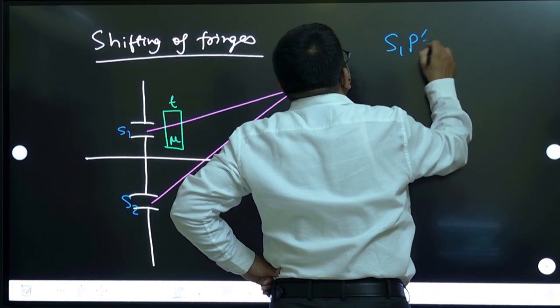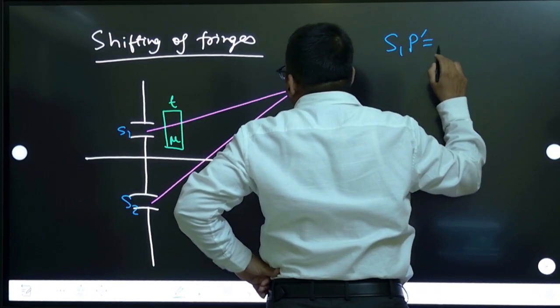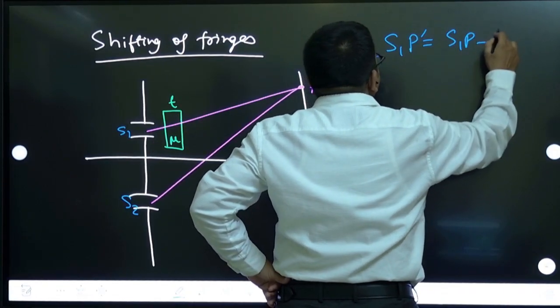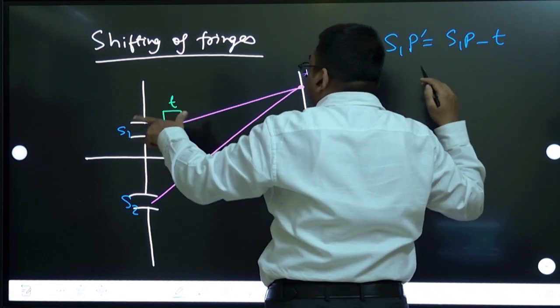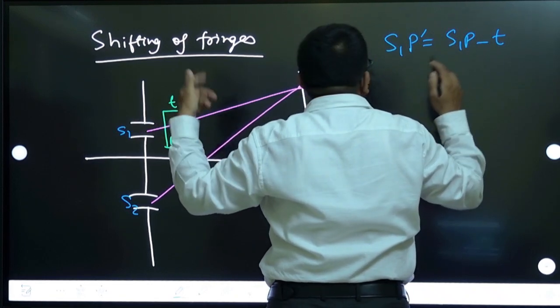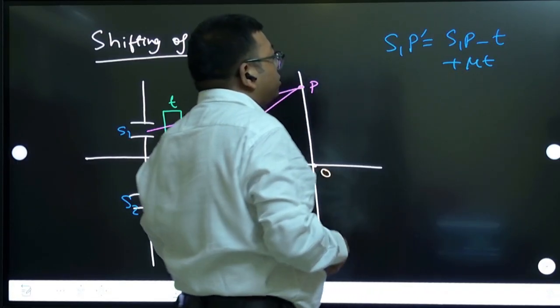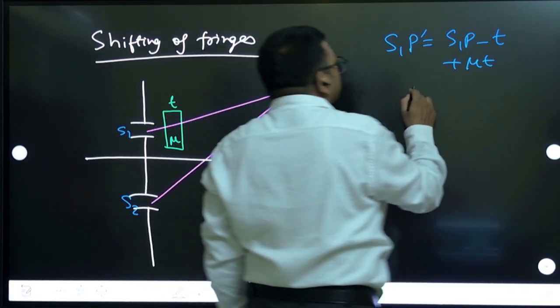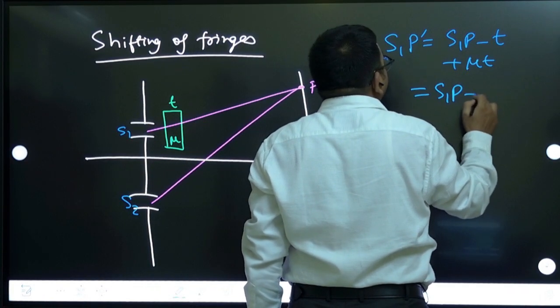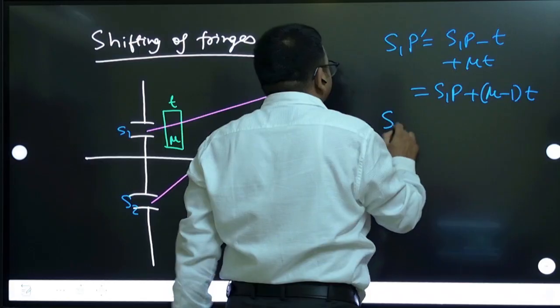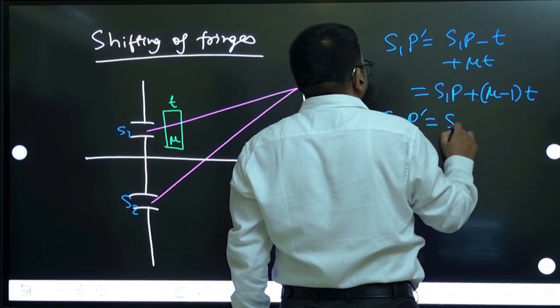So S1P dash will become how much? First of all, find the distance in vacuum. So S1P minus t you have to do to remove this. Now for this thickness you have to multiply by the extra factor mu, which is called optical path. So you need to do this calculation. This will come as S1P plus (mu minus 1) times t. So this is what it is. S2P dash remains the same as S2P.